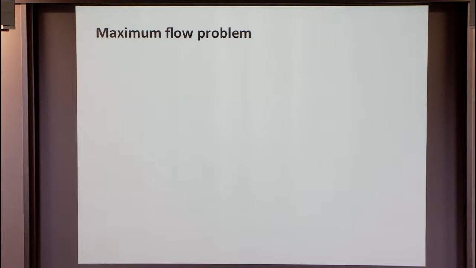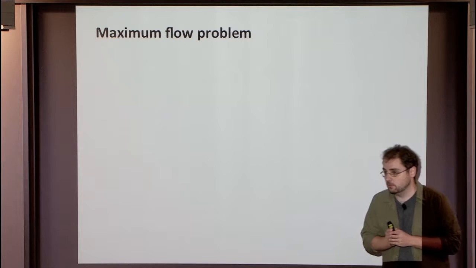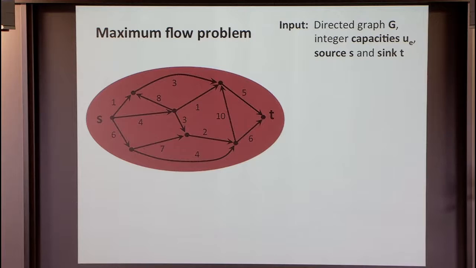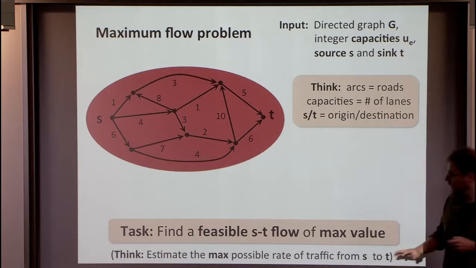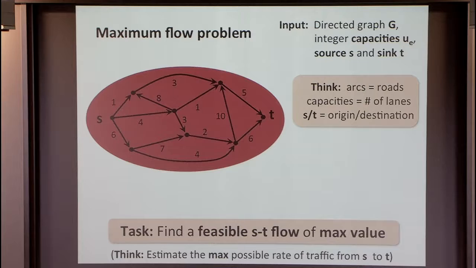So let's start by actually defining what the maximum flow problem is. In this problem, we are given a directed graph G with integer capacities on arcs, and we have two special vertices, source S and sink T. Okay? If it might be easier, you can think of arcs as roads. So this is a road network. Capacities correspond to number of lanes, and S and T are the origin and the destination. Roughly the question is to find a feasible S-T flow of maximum value, which in this analogy translates to: we want to estimate the maximum rate of traffic from S to T that this road network can sustain.